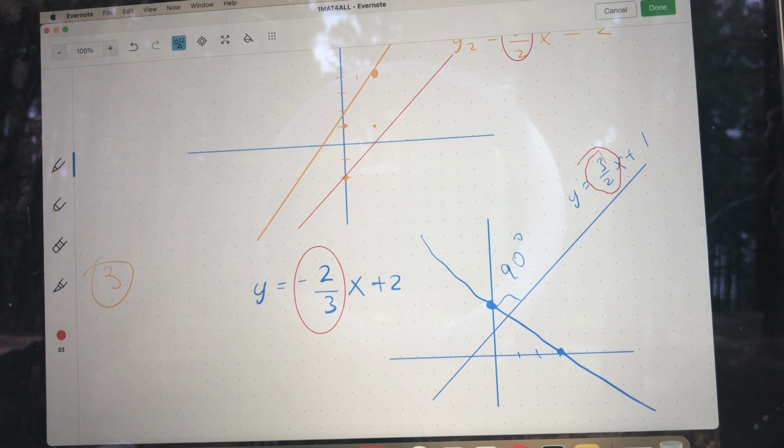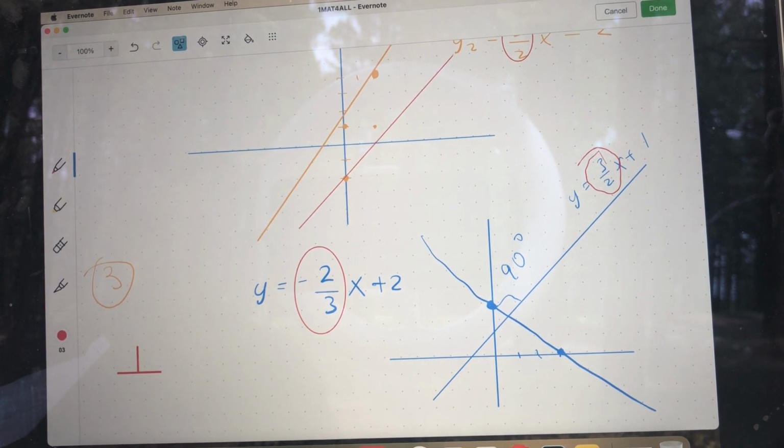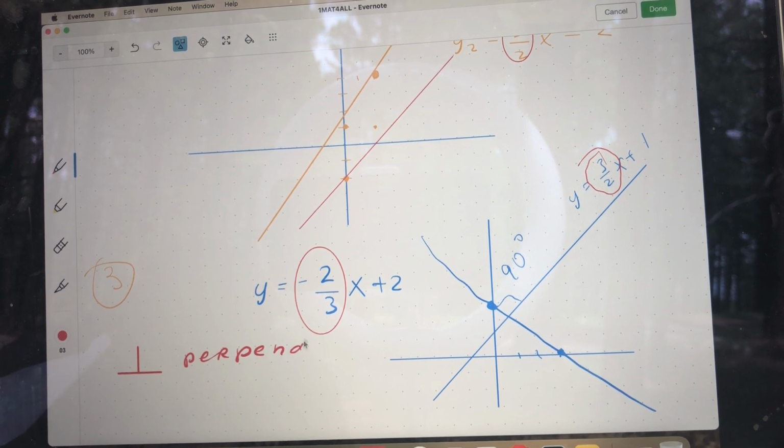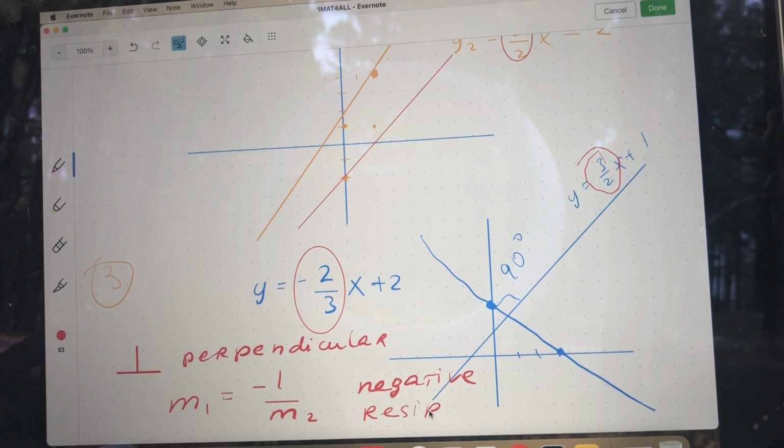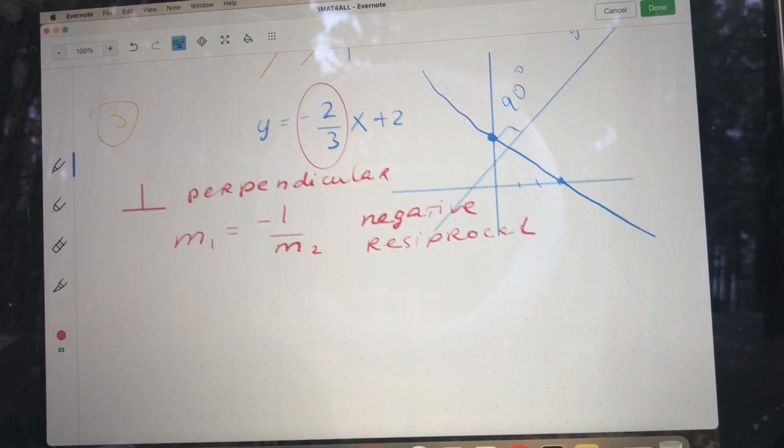So for lines that are perpendicular, the symbol for it is an upside down T. That's a perpendicular symbol. And for perpendicular lines, the slope of the first is the negative reciprocal of the second. Basically, the signs are opposite and the numbers are flipped.